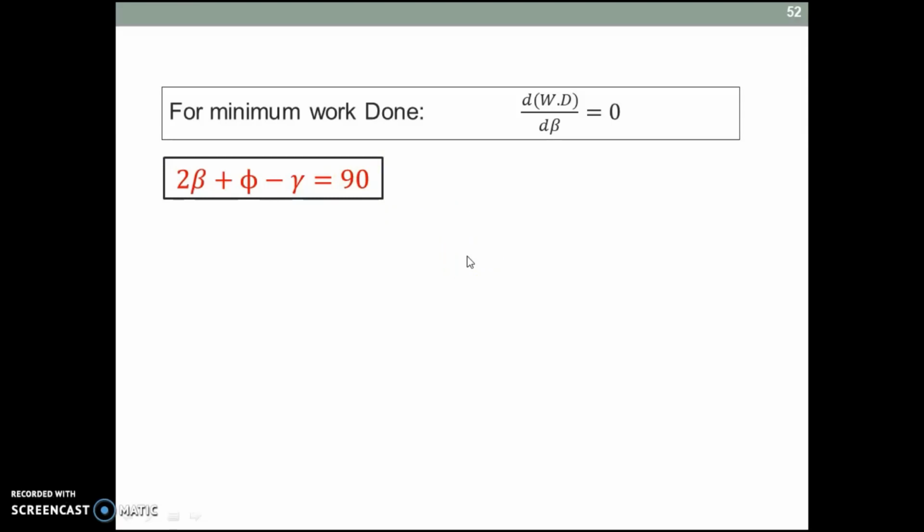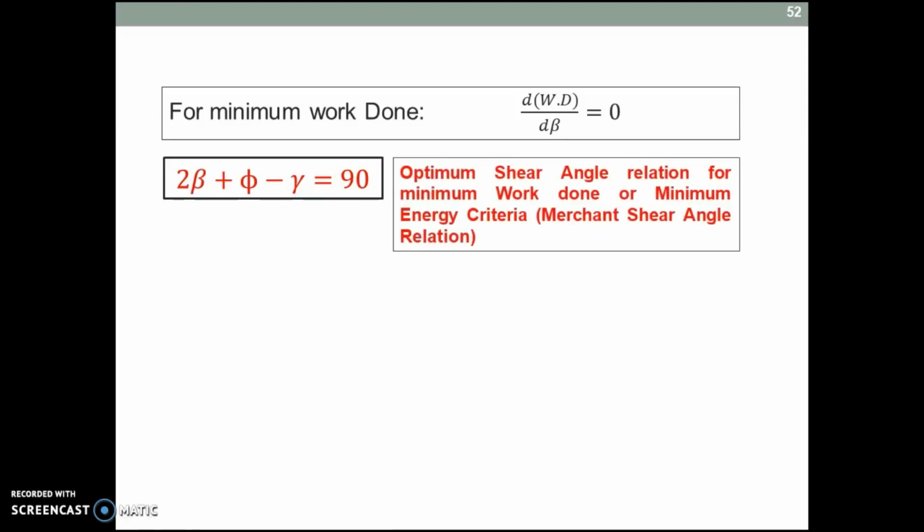So this is called the shear angle relation, or the Merchant shear angle relation, which is the optimum shear angle relation for minimum work done, or the minimum energy criteria. So if we satisfy this, then we know that in our process the energy requirement is minimum, or the power requirement is minimum.